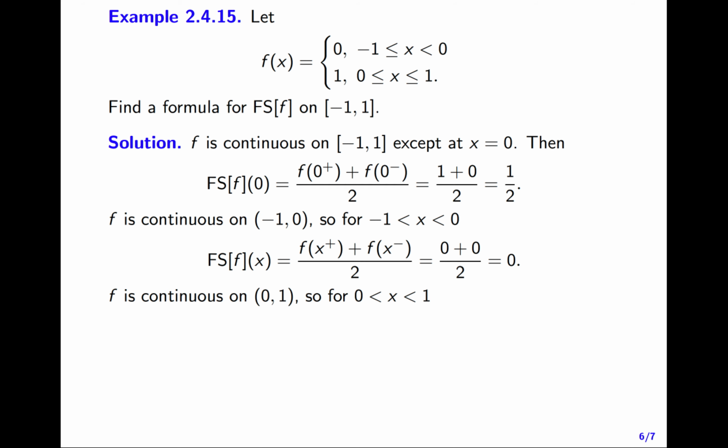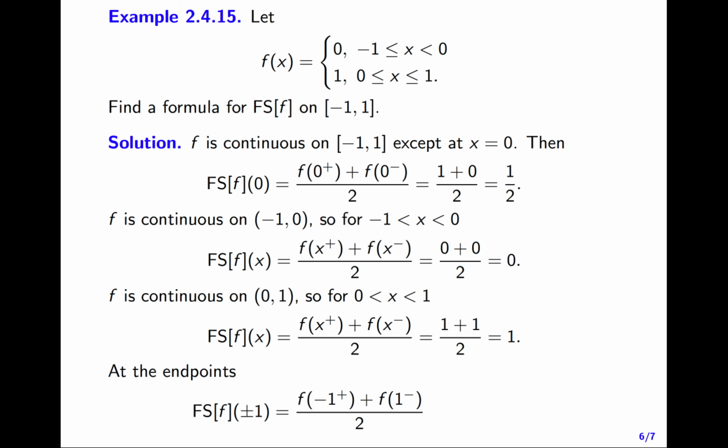And last, f is continuous on the interval 0 to 1, open at both 0 and 1. So for x strictly between 0 and 1, I should get the Fourier series for f at x to be, say it again with me, f of x plus plus f of x minus over 2. And there my limit from the right and the left are both the same. They're both equal to 1, so that's 1 plus 1 over 2. That's equal to 1. So I did everything in the interior of the interval minus 1 to 1. I had my discontinuity point at x equals 0, and everything else was nice and continuous.